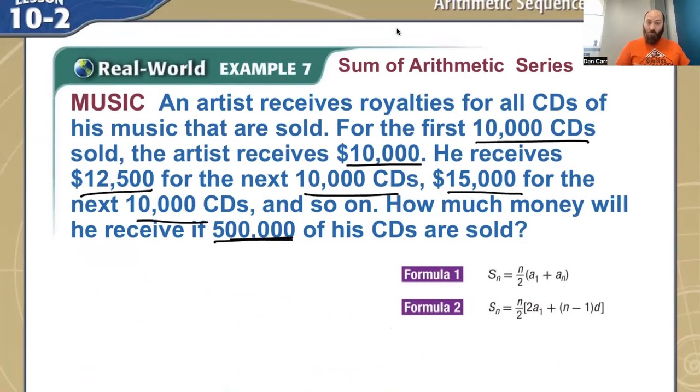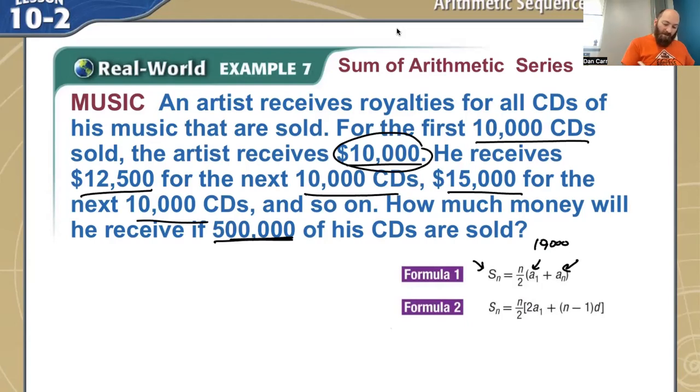It's a little bit tricky on here, but we actually have enough to tell us this. First thing is, I want to know where we're starting at, okay? The first term is basically going to be this $10,000, okay? The last term, how much money? So the last term is going to be this a sub n, but we need to figure out how many terms, like how much money he gets at that last 10,000 group.